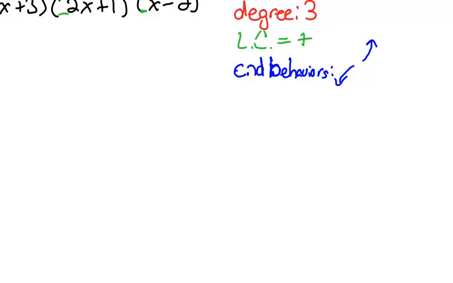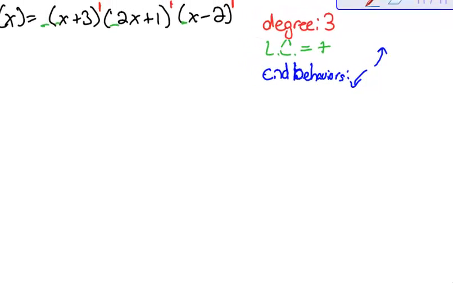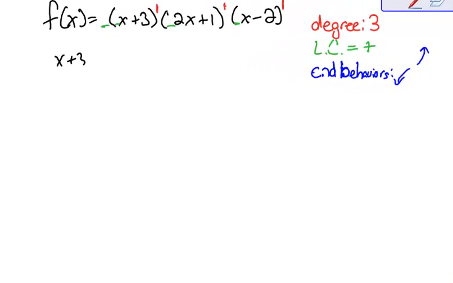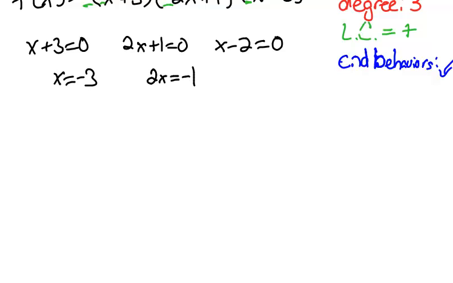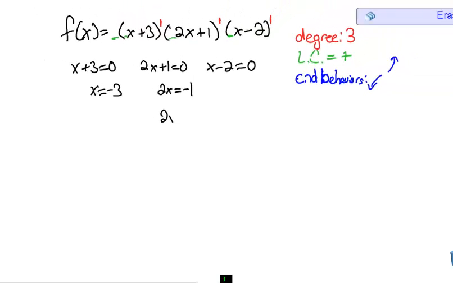Now then, to actually solve for our zeros, I'm going to put x plus 3 equal to 0, 2x plus 1 equal to 0, and x minus 2 equal to 0. And I'll solve each one of those. So x is equal to negative 3, 2x is equal to negative 1, so x is equal to negative 1/2, and then x is equal to 2.